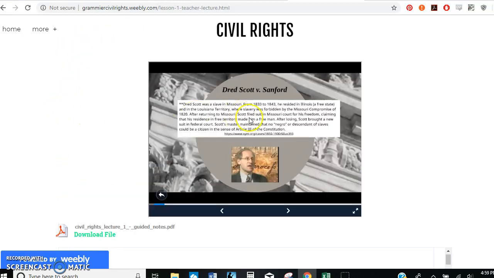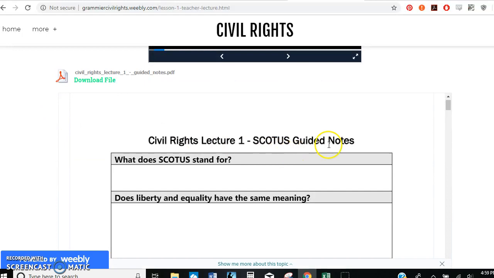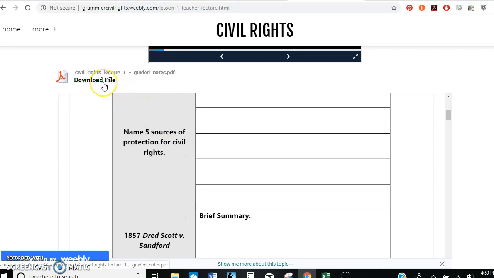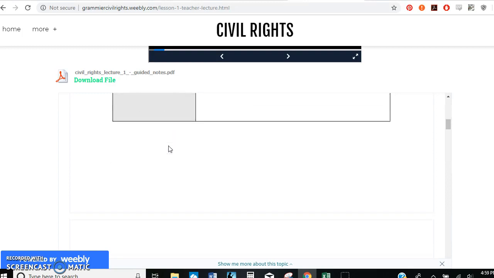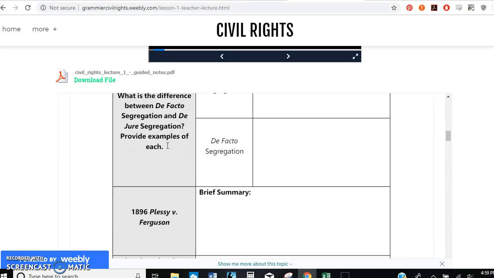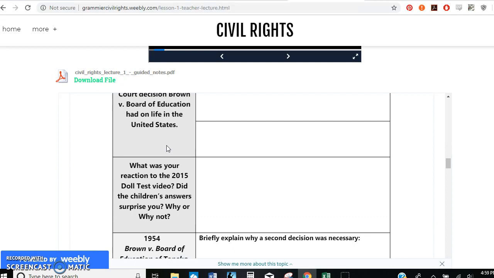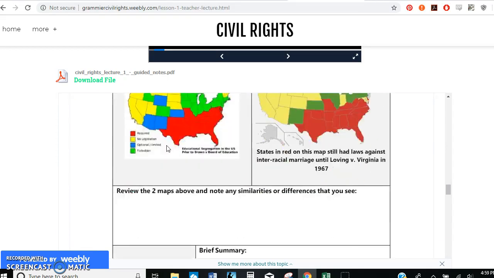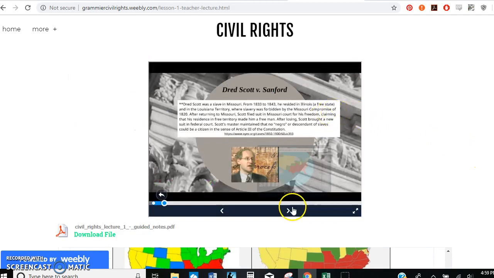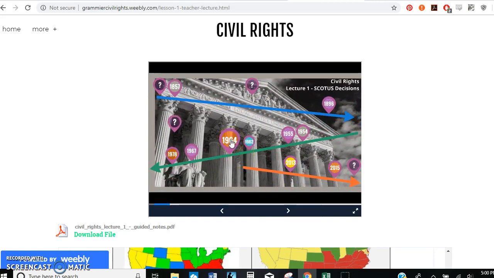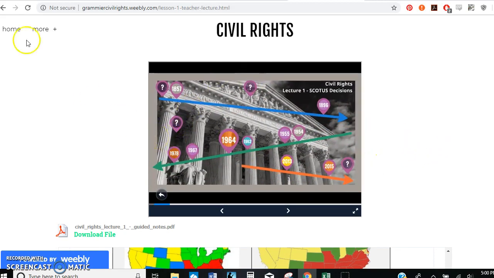To go along with the civil rights Supreme Court case lecture, I have guided notes that I will have the students follow along with, and then on the website here, they can come and download the file if they want to go back or rewrite or do whatever they want to do with it. I think I pretty much have my guided notes geared towards the Supreme Court of the United States timeline pretty well. So a lot of the videos and a lot of the graphics that I have included here are going to be included on my guided notes.